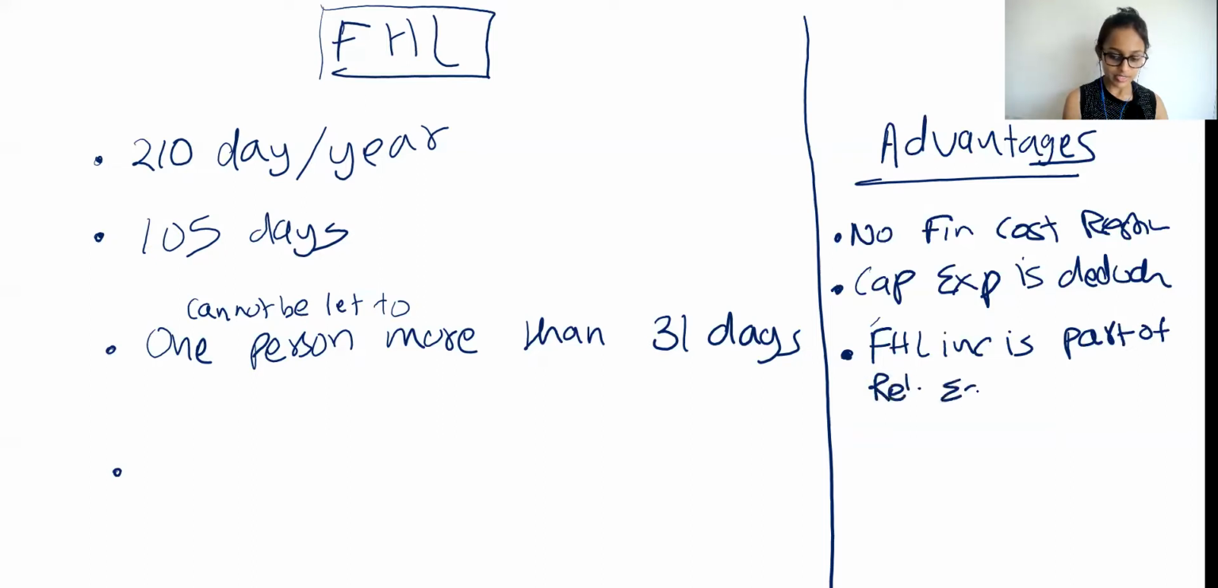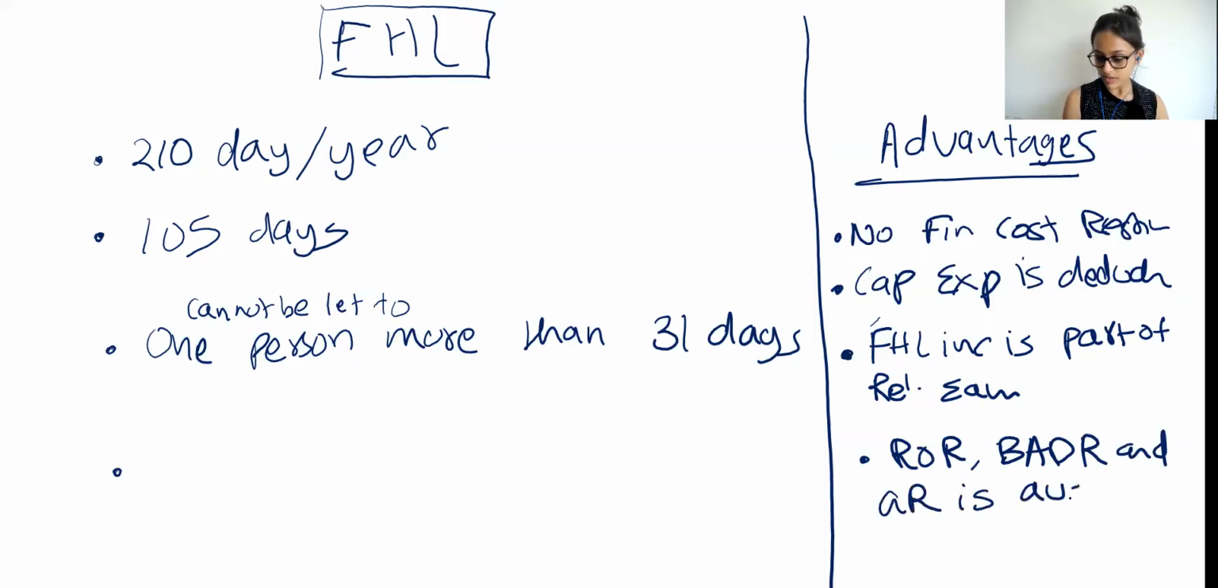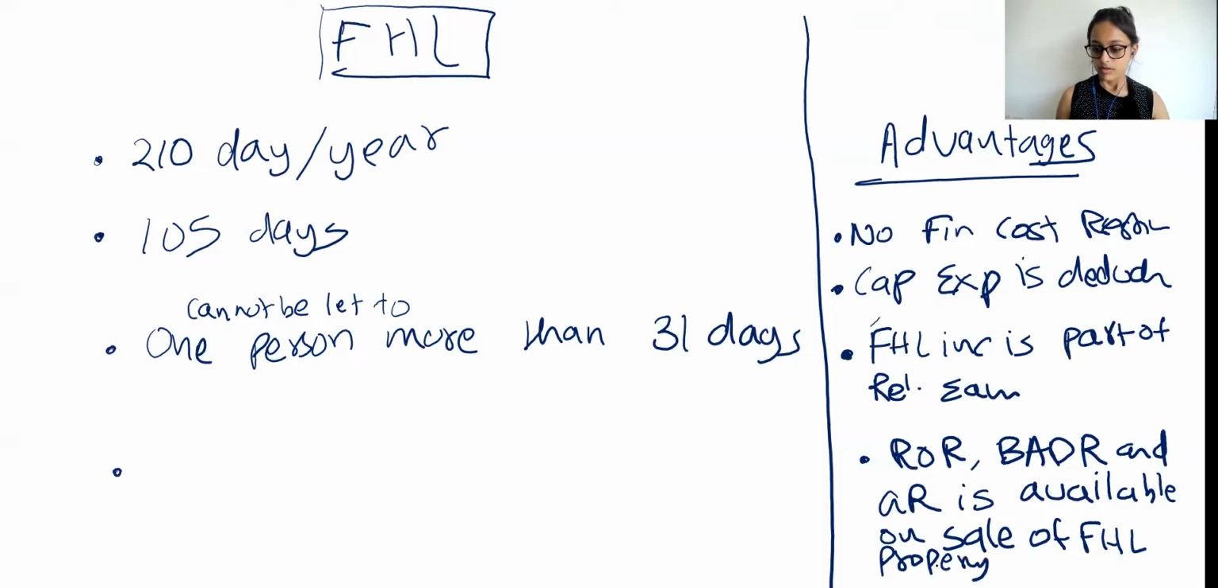Then another one is that ROR, BADR, and gift relief are available on sale of FHL. That is, if you are selling the FHL property, then these reliefs are available. So these are the advantages of FHL. Keep in mind all these advantages.